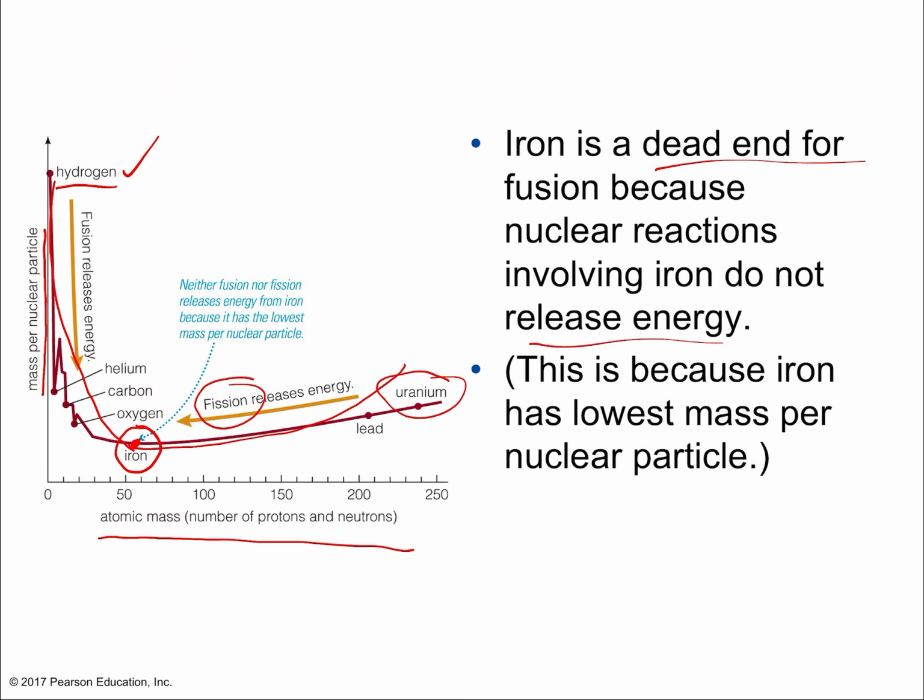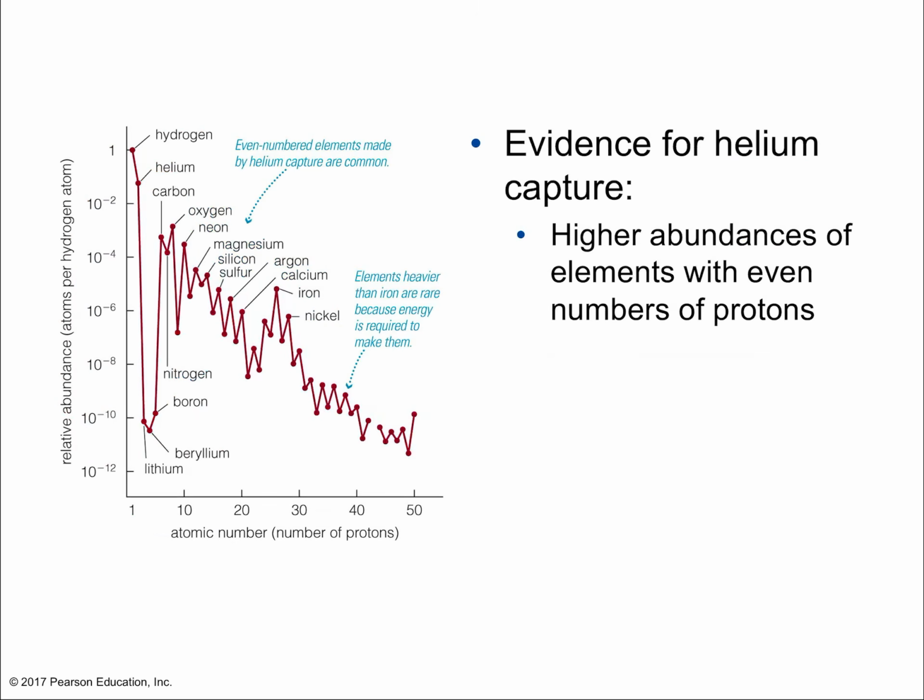You can split apart uranium and get lead or something, or plutonium, and you can produce energy in that fission process, which is splitting, and you can continue to split apart elements until you got to iron, because you can't split apart iron and get energy. So iron is neither useful for fusion nor fission. It can never produce energy because if it goes either way, it loses energy. All right, so fascinating. All right, so evidence for helium capture, higher abundances of elements with even numbers of protons.